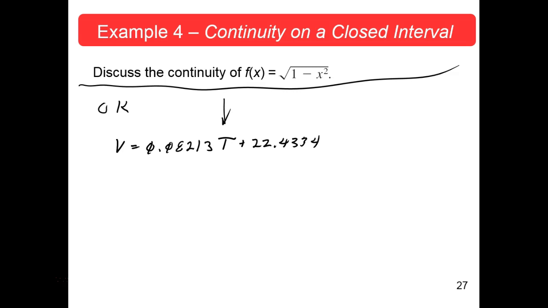Solve for T. How would you do that? Okay. Isolate it, get it by itself. How do you do that? First step. Second. Subtract, exactly. Subtract 22.4334 from both sides.